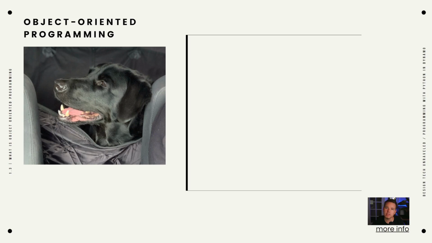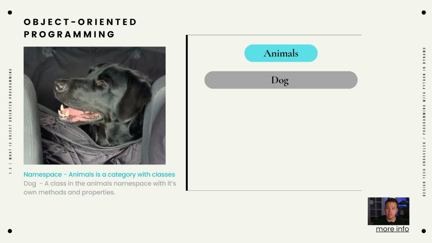Let's go ahead and break this down a slightly different way. On the screen, this is a picture of my dog Zero, and he is an animal. He's of a namespace, animals. I think we can all agree that a dog exists in the class of animals. So that is a category with classes within it. He is a class of the namespace animals. He is a dog or canine.